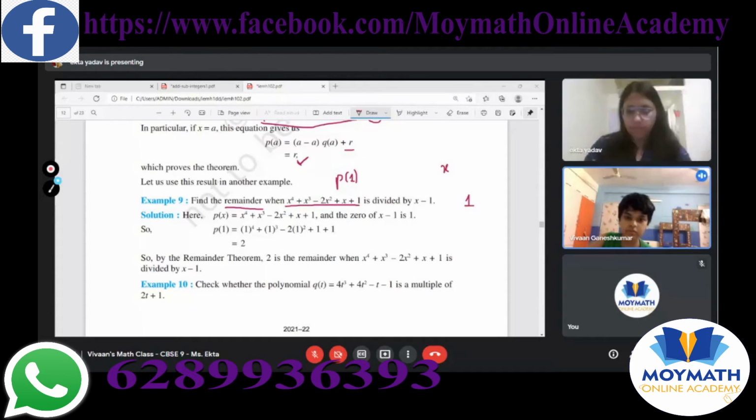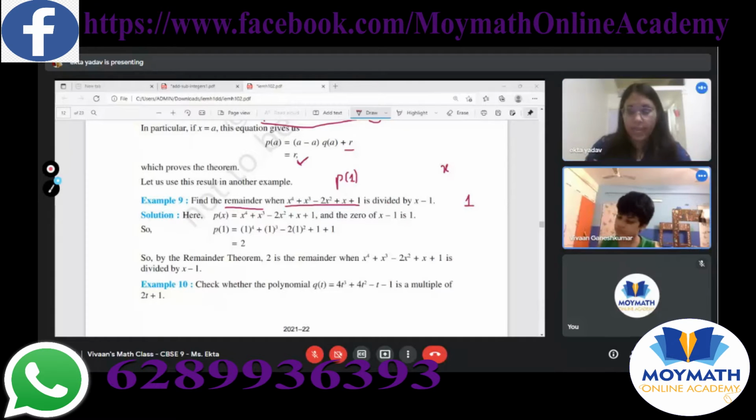My answer is 2. Yes, that's the correct answer. So whenever in any question they just ask you to find the remainder of a polynomial and the divisor is a linear polynomial, what do you need to do? Directly put the value of a in that polynomial and you'll get the remainder.